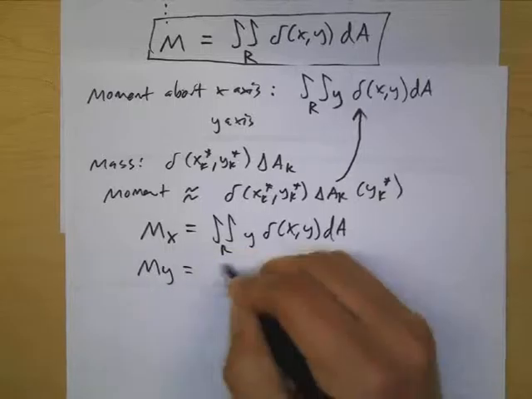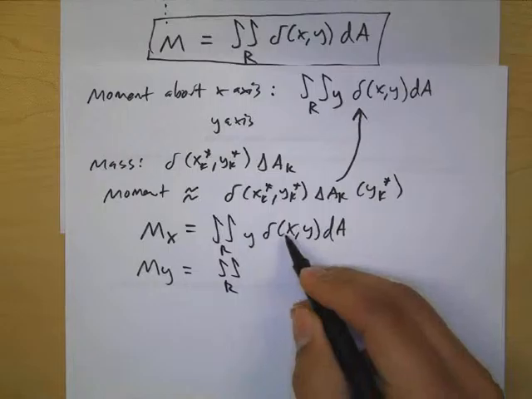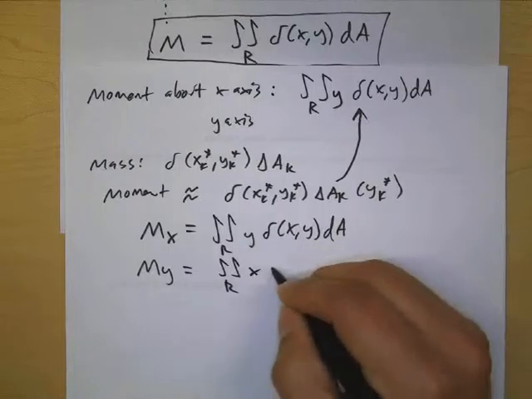Similarly, the moment about the y-axis would be the same double integral. The only difference is instead of y times the density function, it would be x times the density function.